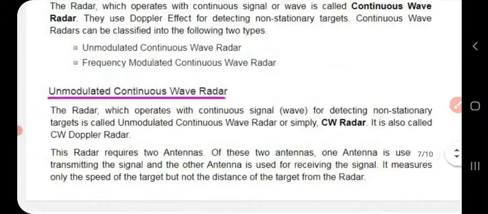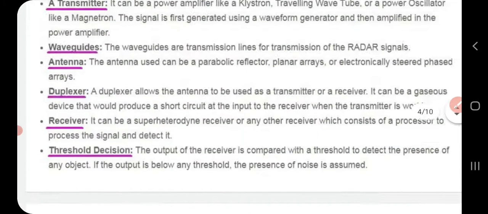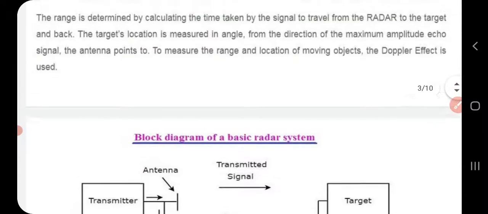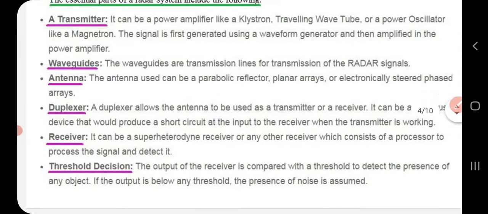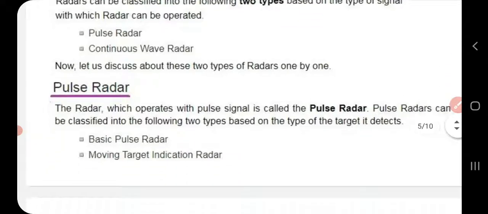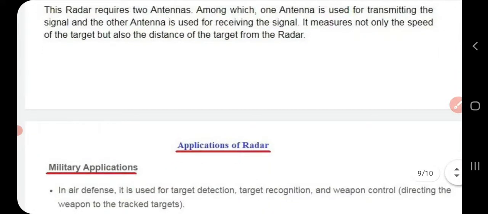So this discussed the types of radar, the basic radar system, how a basic radar system looks like, its block diagram and its parts, this is important, and the types of radar, then applications. So this class is important, so please make a note of all this.